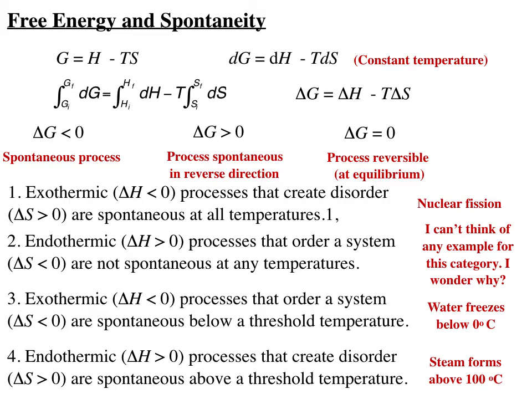Now, in the fourth case, we have an endothermic reaction which is causing disorder. The endothermic part makes a positive contribution to delta G. The disorder, with a minus sign in front of the term, makes a negative contribution to delta G. The negative term is what we want to dominate so that delta G is negative, and that will occur above a certain threshold temperature. So these are things which will occur spontaneously when you reach certain beginning temperatures, and then anything over that.